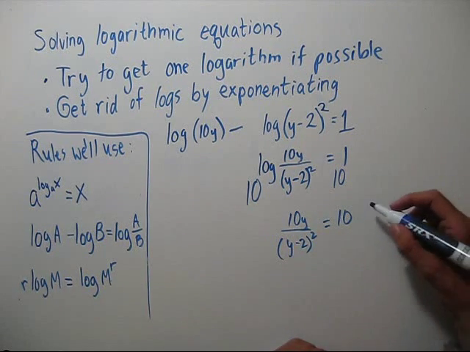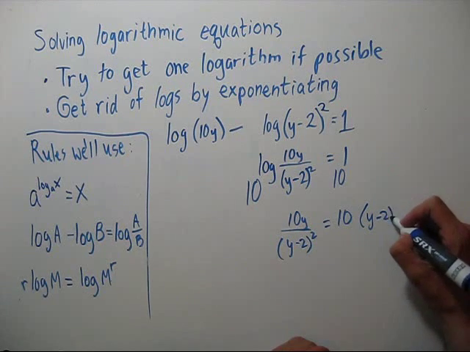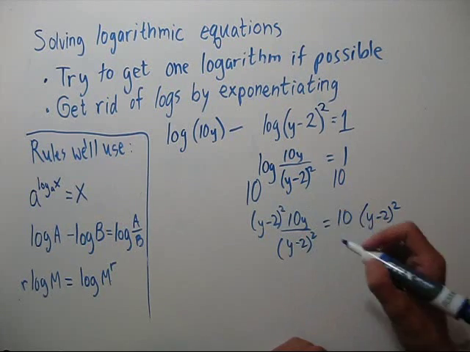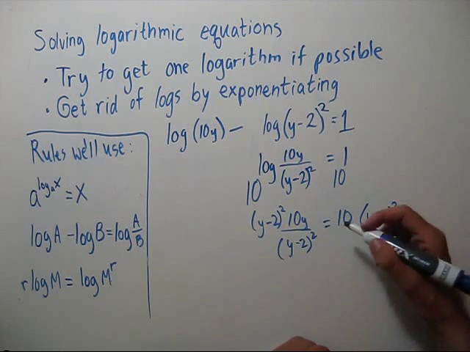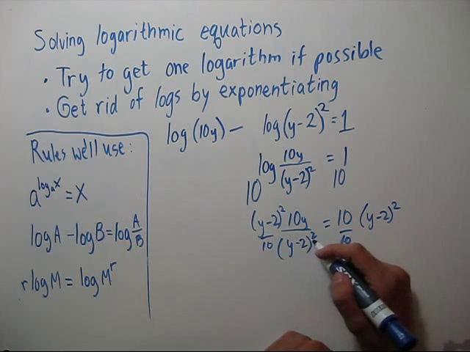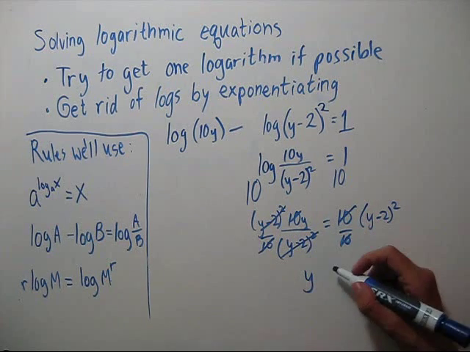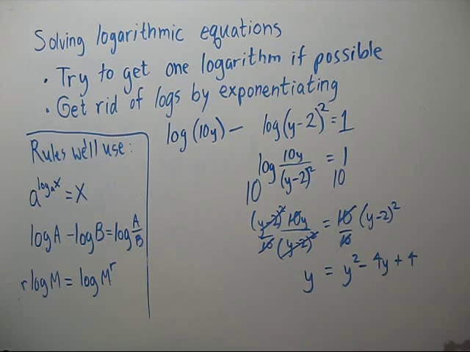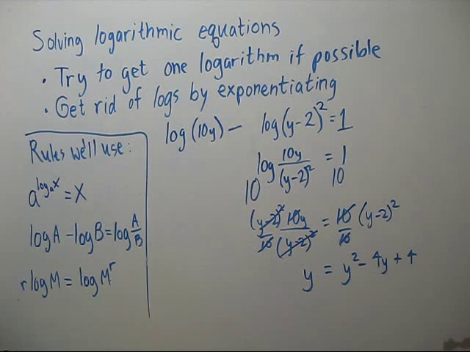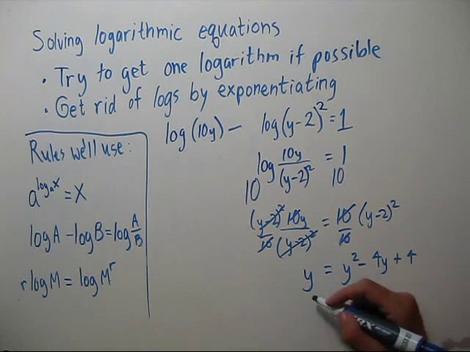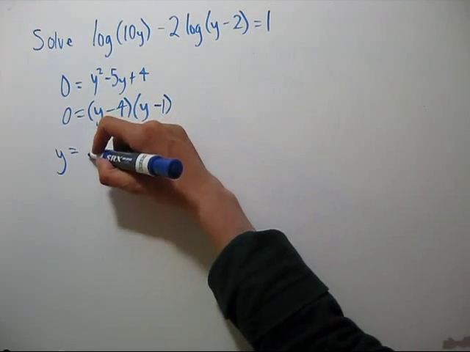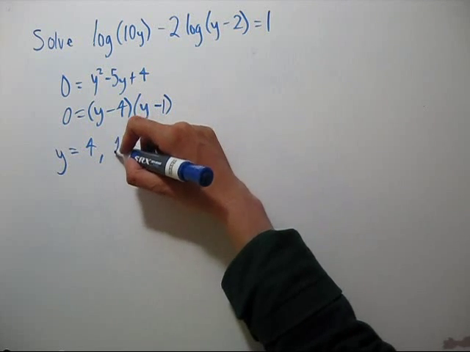We could multiply both sides by (y minus 2) squared. Then we won't have anything in the denominator. We could also divide by 10 on both sides, so things can cancel. So we get y on the left side. On the right side, if we FOIL this out, we get y squared minus 4y plus 4. It's a quadratic equation, so we'll want to get one side to 0. This factors quite nicely. We get y equals 4 or y equals 1.